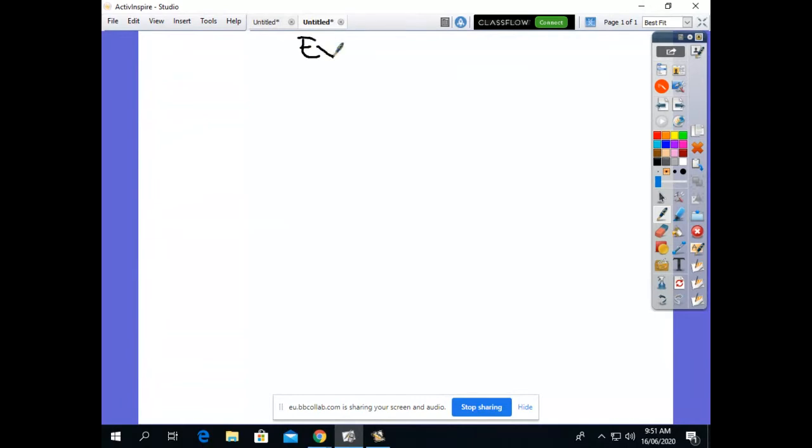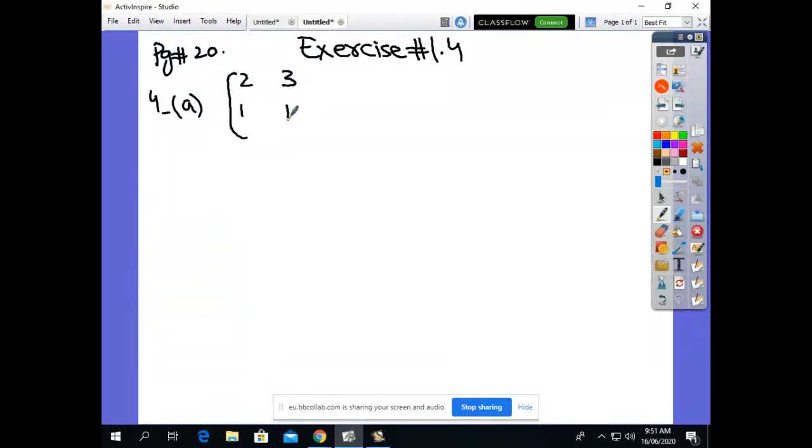Exercise 4.1, page number 20. Question number 4. In question number 4, first part is the matrix 2, 3, 1, 1, 0, negative 2 is multiplied with 2, negative 1, 3, 0.